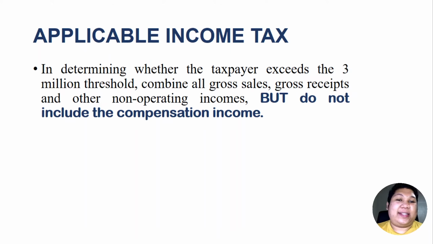In determining whether the taxpayer exceeds the 3 million threshold, combine all gross sales or gross receipts and other non-operating incomes, but do not include the compensation income. Again, when you try to determine whether the taxpayer exceeds the 3 million threshold, do not include the compensation income. Just the annual gross sales or receipts and other non-operating incomes, which are obviously passive incomes, which are not subject to the final tax rates.